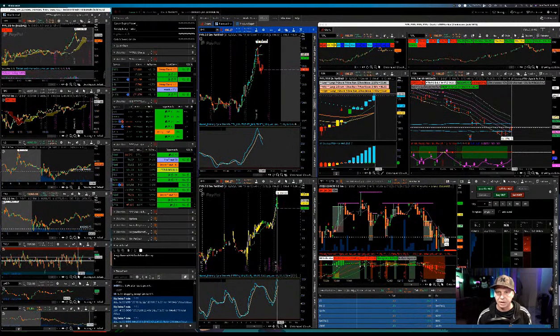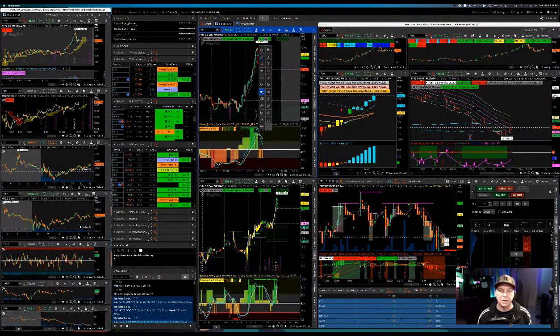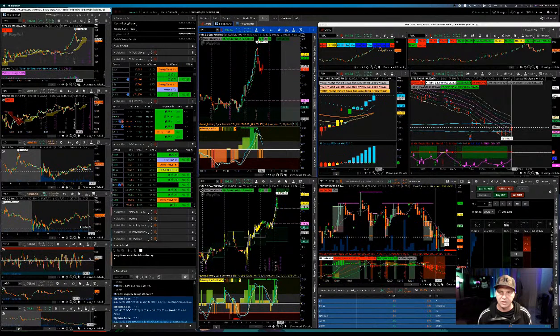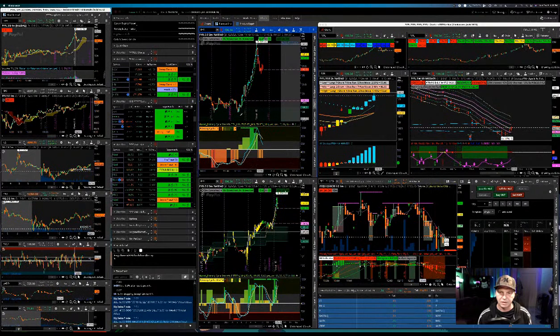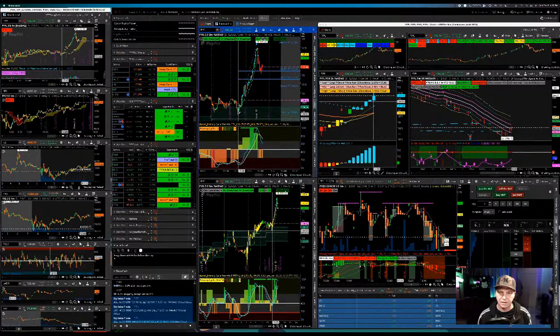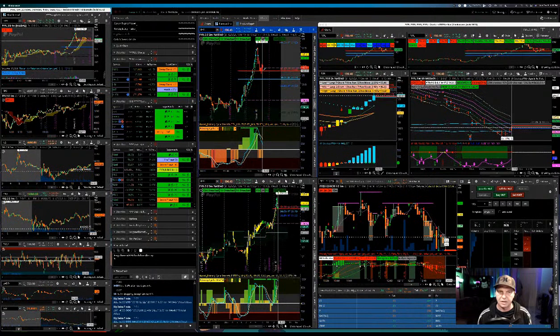Okay, so right at power hour, right? PayPal took a dump. This is a 618 retracement. I am looking for it to hold. If this 618 retrace fails, right? Look at that. If it fails, then I'm going to get out.